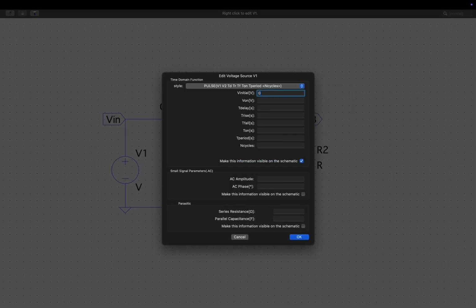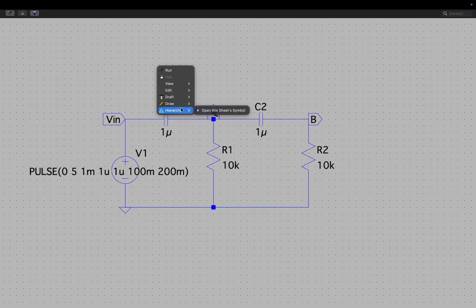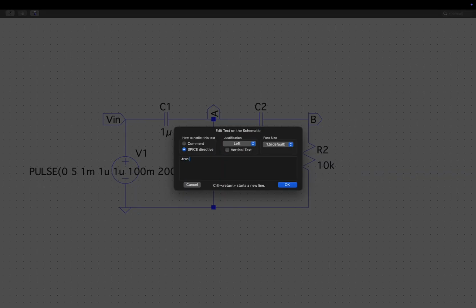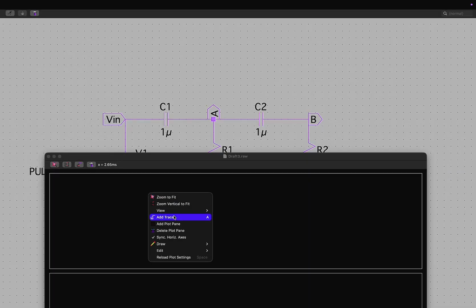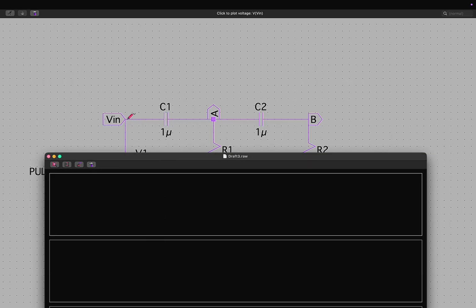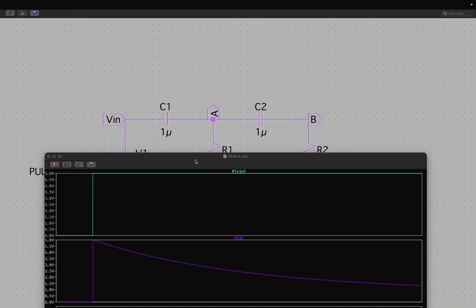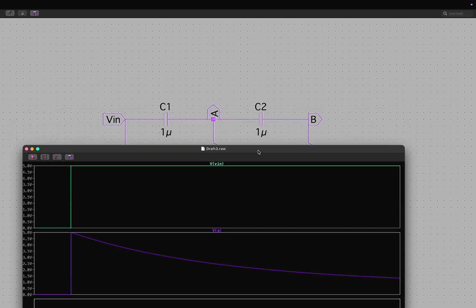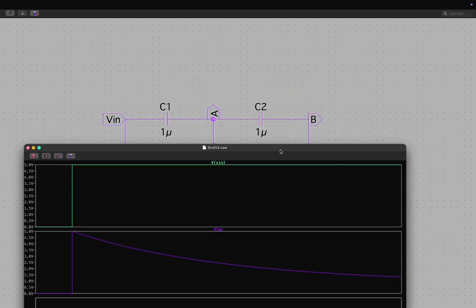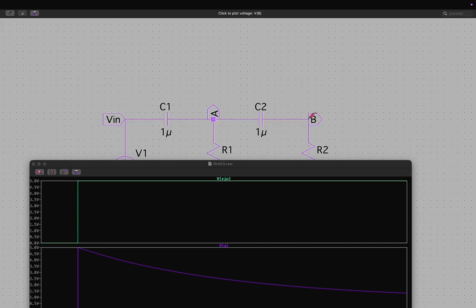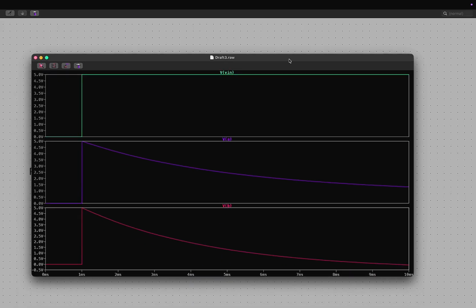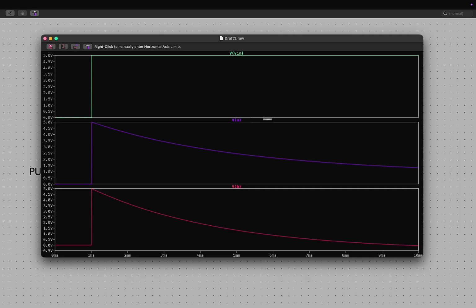Here, I'm just giving a normal input step of 5 volt. To see the step input response, we need to run a transient analysis. So I'm running a transient analysis for 10 milliseconds. And the first plot is the input. Hopefully you guys can see it. And the second plot is node A. And the third plot is node B. And you can see that the simulation results are similar to our hand calculation.